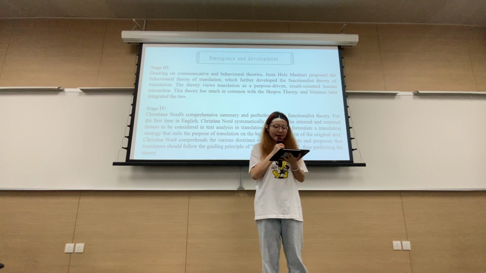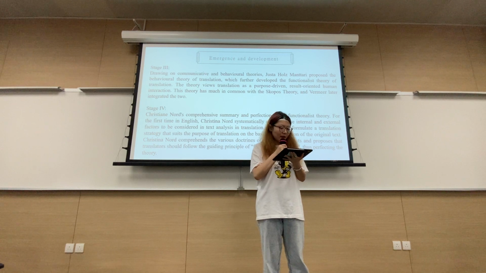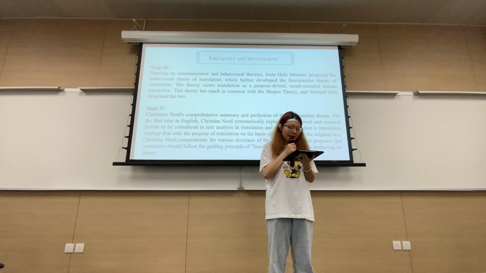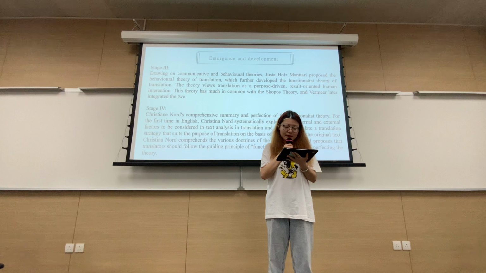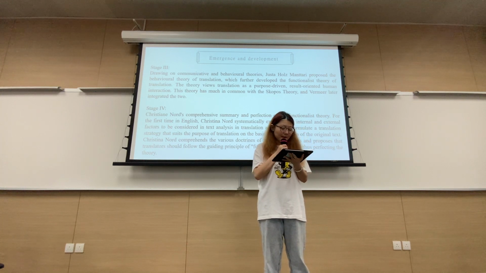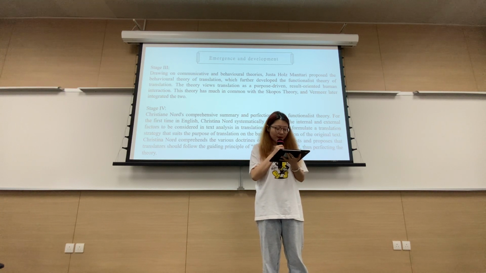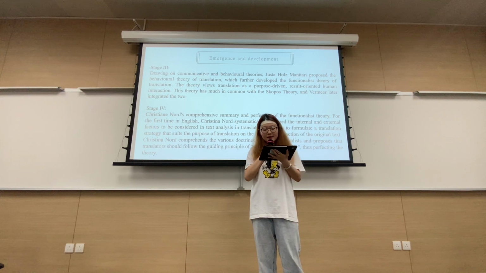For the first time in English, Nord systematically explains the internal and external factors to be considered in text analysis in translation and how to formulate the translation strategy that suits the purpose of translation on the basis of the function of the original text. Nord combines the various doctrines of the functionalist approach and proposes that translators should follow the guiding principle of function plus loyalty, perfecting the theory.